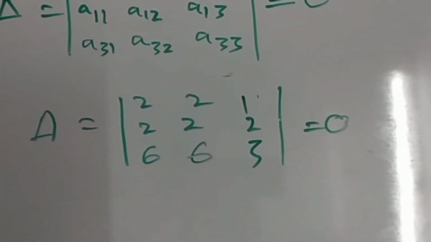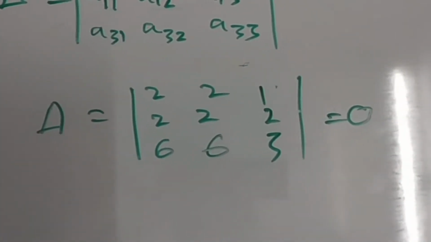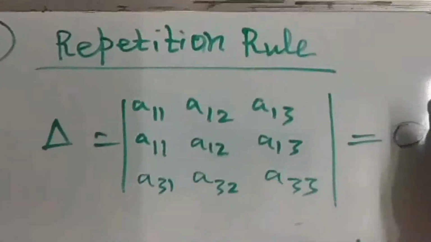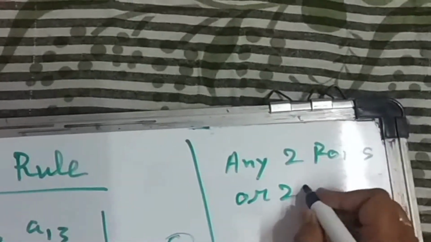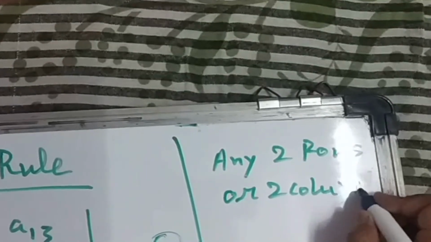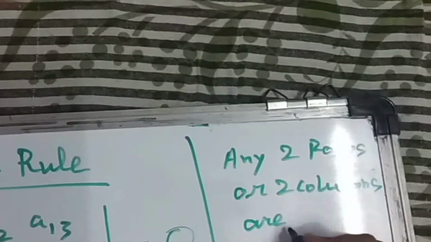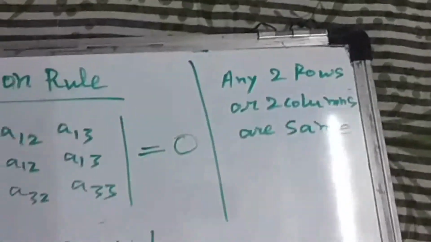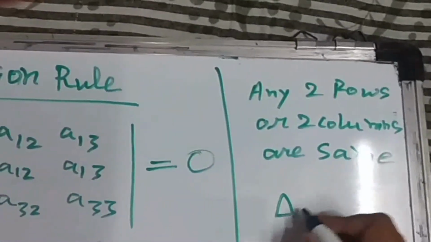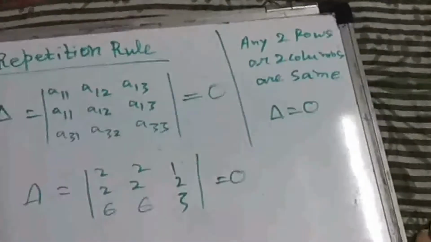So if any two rows or any two columns are the same, then the determinant will be 0. This is called the repetition rule.